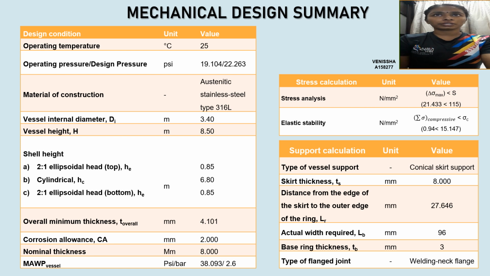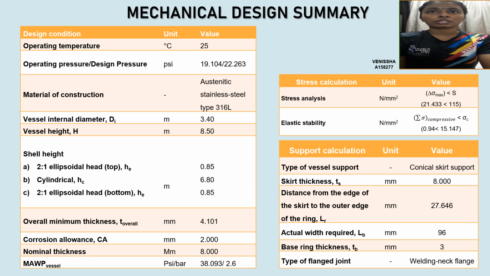The table shows the detailed design summary of the stripping column. The operating pressure is 15 psi, the design pressure is 21 psi. The material of construction of the stripping column is austenitic stainless steel type 316L. The vessel height is 39.37 inch. The corrosion allowance is 78.74 inch.